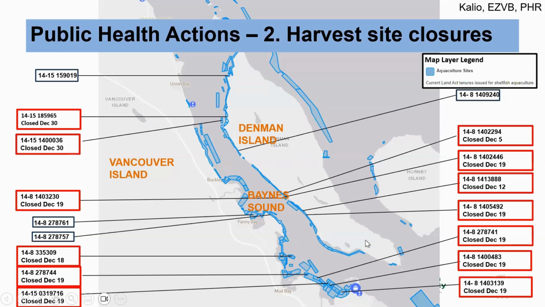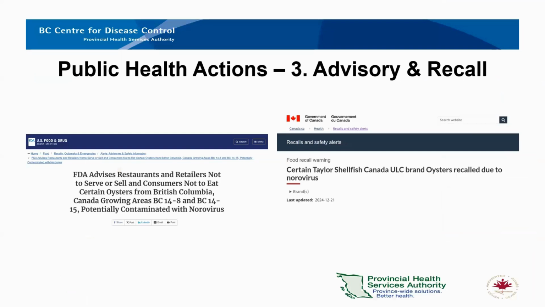So 40% of oysters that are harvested in BC come from Baynes Sound. It's a very, very active area for harvesting of oysters. And what you're seeing here, all those red rectangles, is where these sites were actually closed. So when we get multiple reports of oysters from these sites that are causing illnesses, then our federal partners will go ahead and close those sites for harvesting. That's one of the major public health actions that comes out of our investigation.